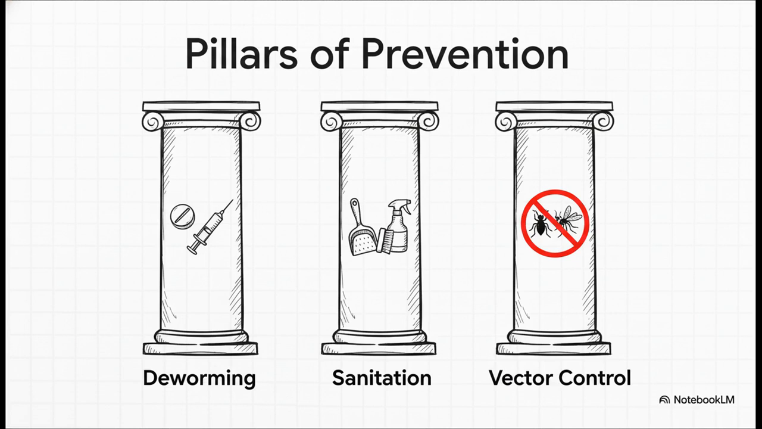You can't just throw pills at the problem. If the environment is contaminated or if those intermediate hosts are running wild, you're always going to be fighting a losing battle. It's all about sanitation, smart deworming, and controlling those vectors.